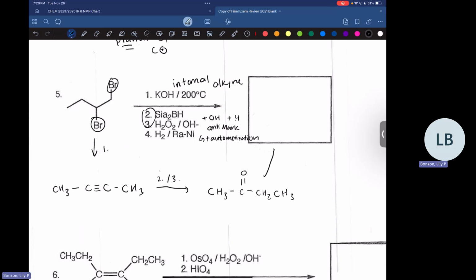And then step 4, this is the Raney nickel reaction. This one reduces pretty much anything you could think of. And it's going to turn the double bond O into an alcohol.